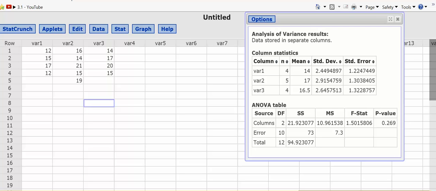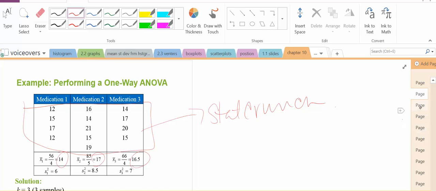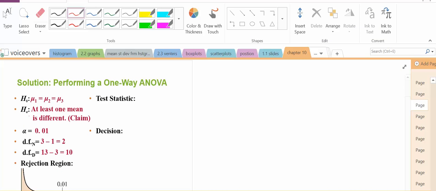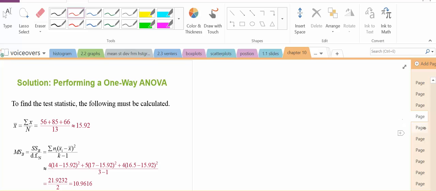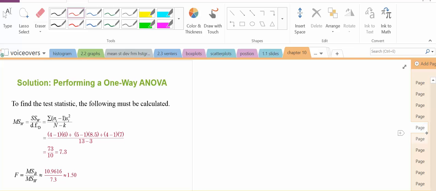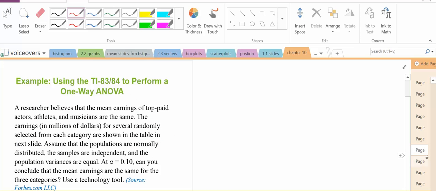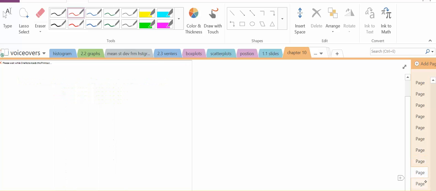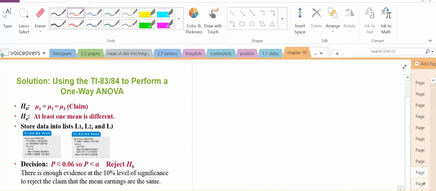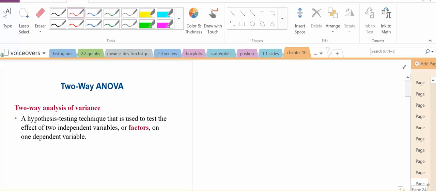Okay, let's look at the slides. So we go back into the slides. Our hypothesis was that all 3 were the same, and the alternative is at least one is different. In this particular case, we found that our test statistic created such a large p-value that we did not reject our null. The slides also show you how to do it on the TI, for those of you interested in doing that. And we are not covering two-way ANOVA.